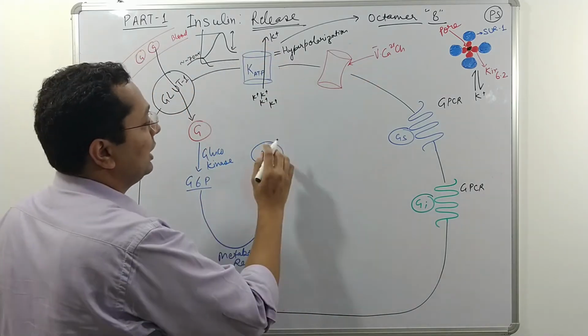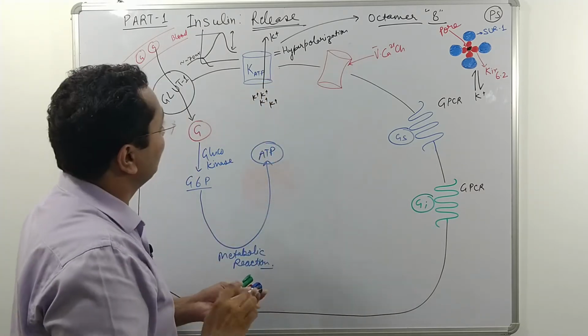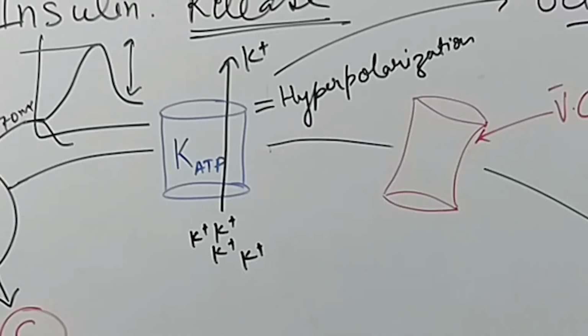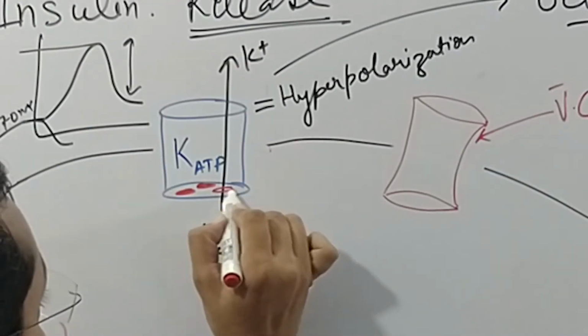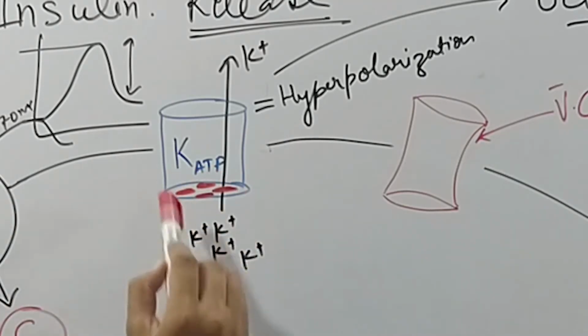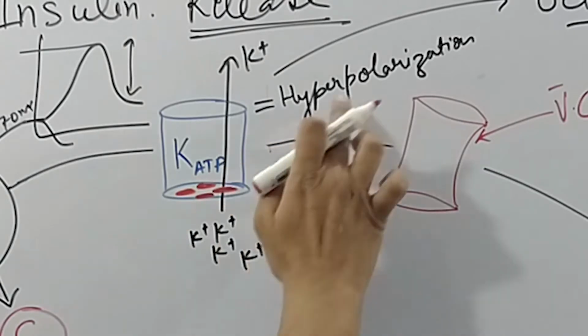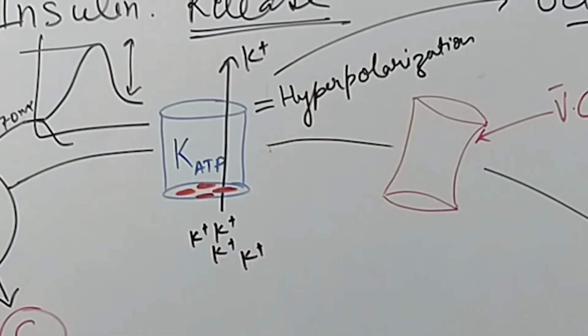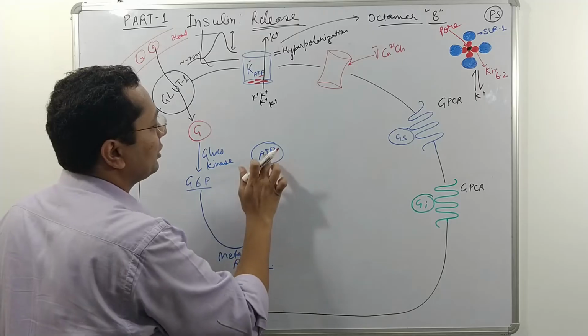Now what I have just told, that this ATP binds, for example, let us say, I am trying to draw it here. I am not sure I would be successful in drawing it or not. Somewhat. So this is the pore through which this potassium will leave the cell. This potassium will start to leave the cell and the cell will undergo hyperpolarization. Now, since this potassium channel is sensitive to ATP, what will happen?